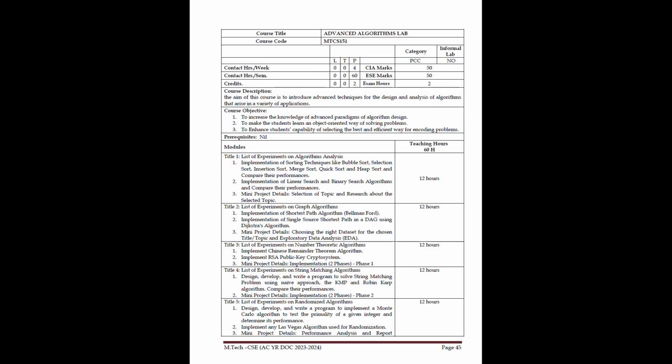Now we have 2 labs, as I said before, Advanced Algorithms Lab and Advanced Database Systems Lab, each carrying 2 credits and 50 marks. Now, these are the list of experiments for Advanced Algorithms Lab, MTCS 151. Okay, so these are different titles, 5 titles again, but then different programs. So we'll be learning about programs for sorting, searching, and graph algorithms.